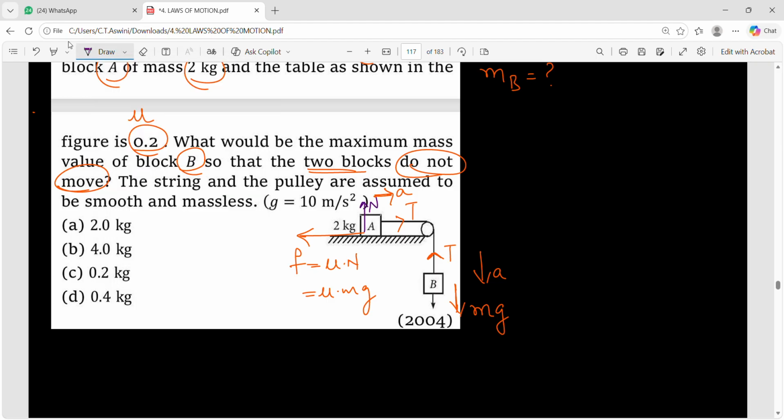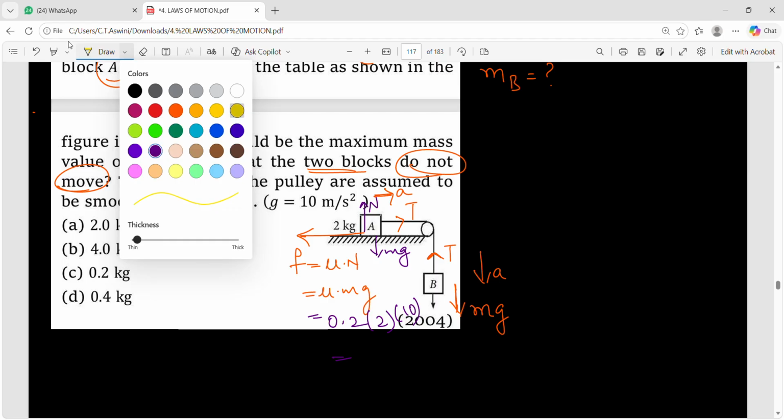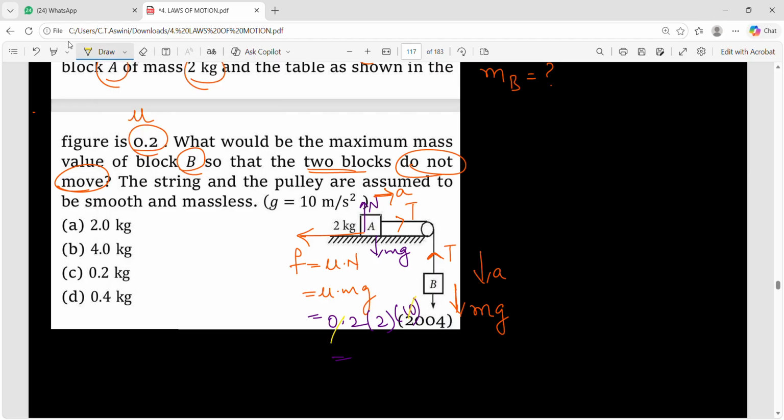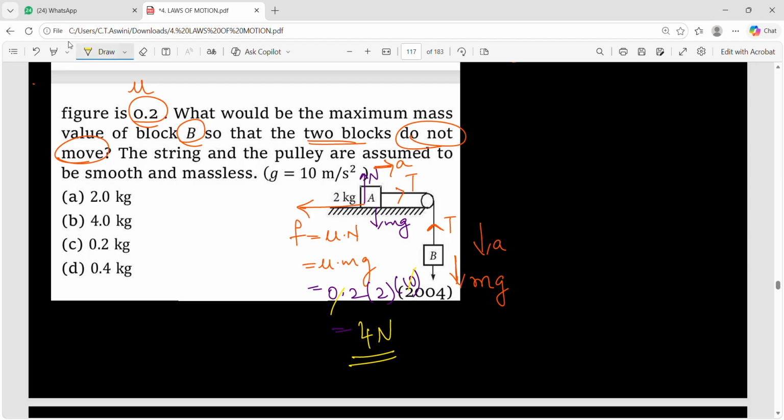This is equal to mu into M into G. Why is it so? Because N is upward, and the opposite force is M into G. The normal reaction is acting on block A. So mu value is 0.2. So you have to take A block mass, this is 2 into G value 10, because frictional force is acting on A block, right? So take the mass of A block. What will you get? Decimal and 10 cancel, 2 into 2, 4. So frictional force is 4 newtons.